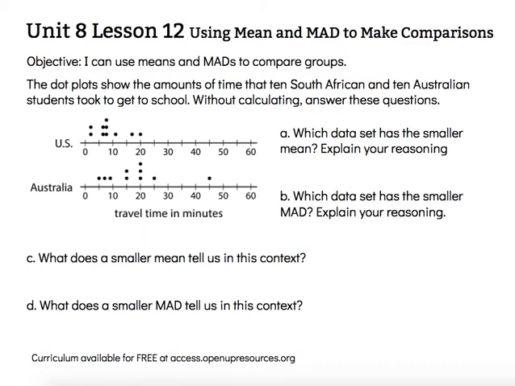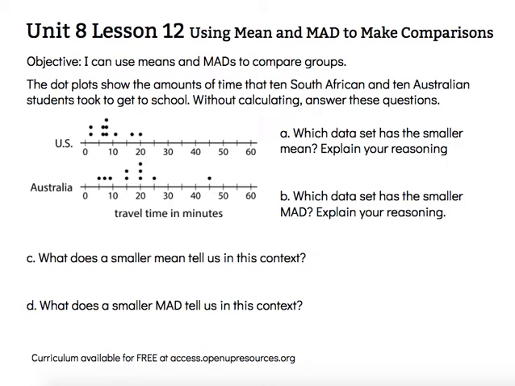We're looking at Unit 8, Lesson 12, using mean and MAD to make comparisons. The objective says I can use means and MADs to compare groups. So mean is that balance point, that typical, that center, or average for the data set, and MAD stands for mean absolute deviation. And the mean absolute deviation tells us where most of the data is. Where is it located around the center? Is it close together? Is it further apart?